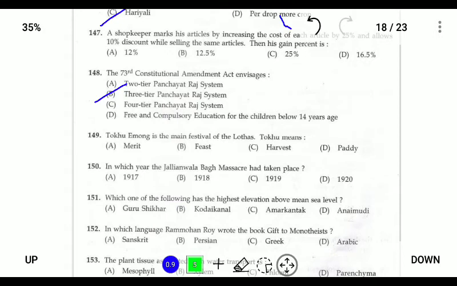And next, Tokhu Emong is the main festival. The word Tokhu means feast in the Lotha dialect.